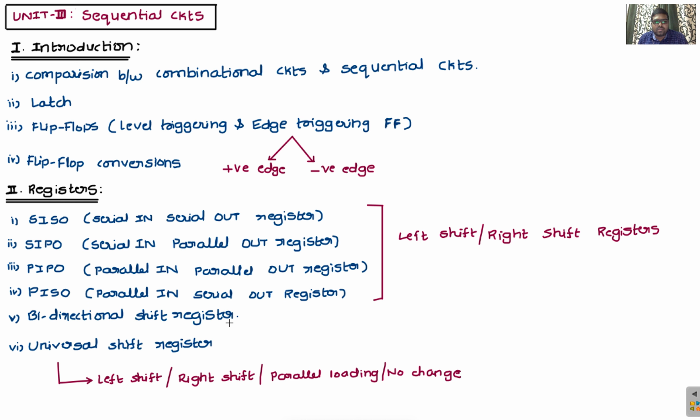So when you observe SISO and SIPO, PIPO and PISO, these all four registers perform either left shift operation or right shift operation. Any one operation is performed by the above four registers. So this is the register section.